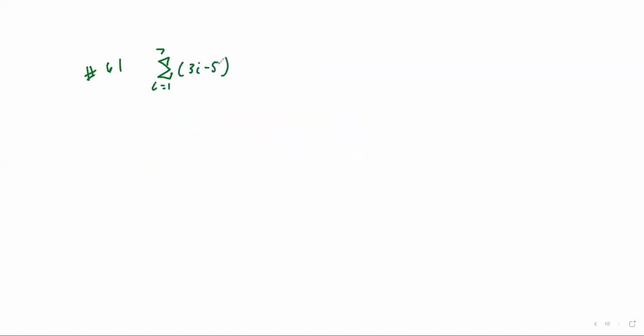All right, that's what you're presented with. To do this in expanded form, you really just got to plug it in. So I'm going to plug in 1 all the way through 7. If you want, you could do it like this. So a sub 1 would be 3 times 1 minus 5. That'd be 3 minus 5, which would be -2.